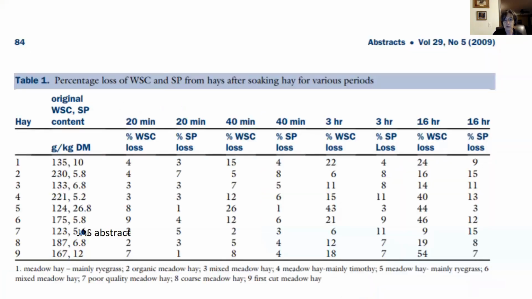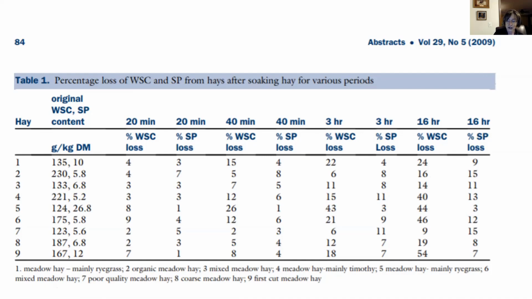So here's a table. This is actually pretty interesting data. These are different types of hays that a group tested, and they varied quite a bit in how much water-soluble carbohydrates were actually in that plant to start with. If we look at, let's say, hay number 2 that was pretty high in water-soluble carbohydrates, and look at how much was lost over time with soaking, this hay really didn't lose very much of its water-soluble carbohydrates at all up until they had soaked it for 16 hours. That's a pretty significant amount of time. And at the same time, they were losing some of their water-soluble protein.